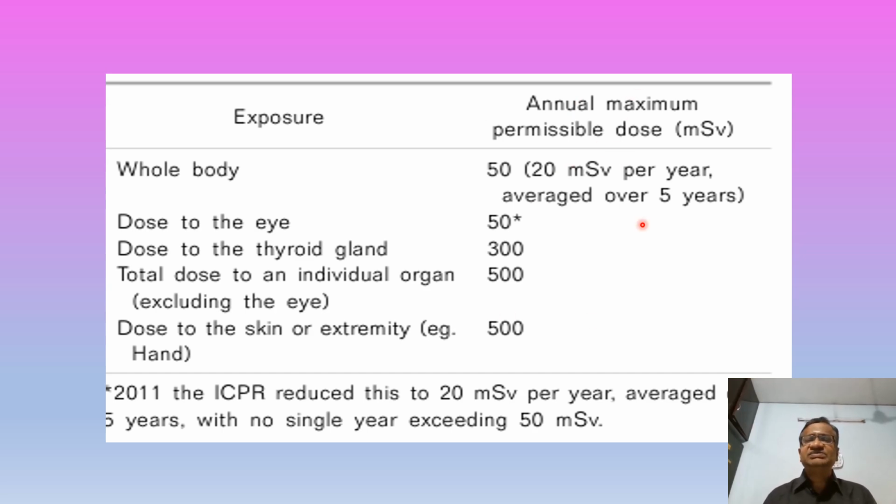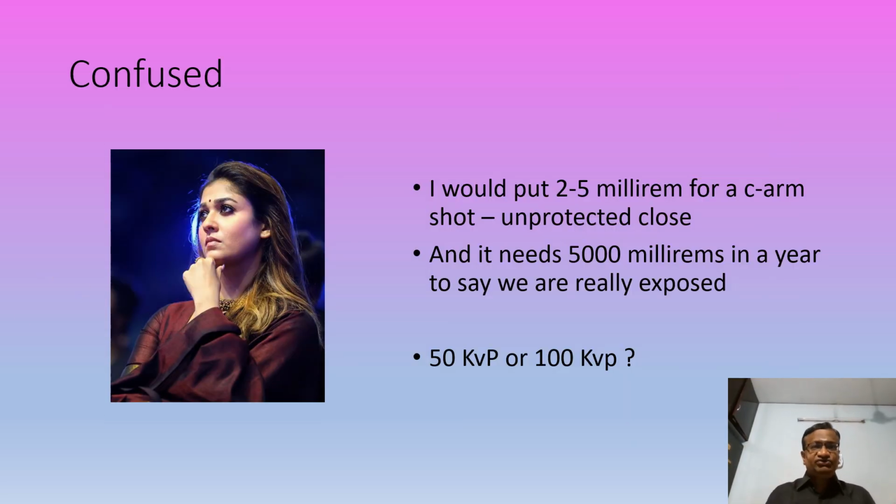There are annual maximums in terms of millisieverts, those to the eye, those to the thyroid, something like that. I will come back again with simple things to know about, because rem is there, milligray is there, mSv is there, so many things are there. So I will put 2 to 5 millirem for a C-arm shot if you are unprotected, that is distant. And you need 5,000 millirems or 5 rem in a year to be really exposed.